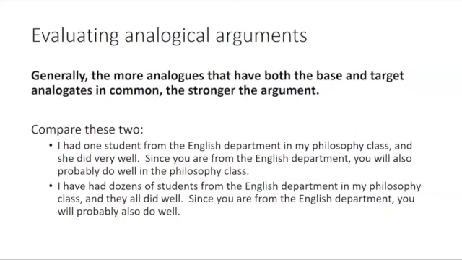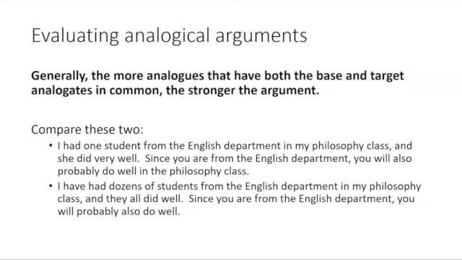So here are two analogs that have the base and target analogates in common. I'm sorry, they just have the base analogates in common, in fact, right? Because there's only one student that has those two. Right, one student that I know of that was in the English department and did very well. So in the second case, I have dozens to refer to, right? I have had dozens of students from the English department in my philosophy class, and they all did well. Since you are from the English department, you will probably also do well.